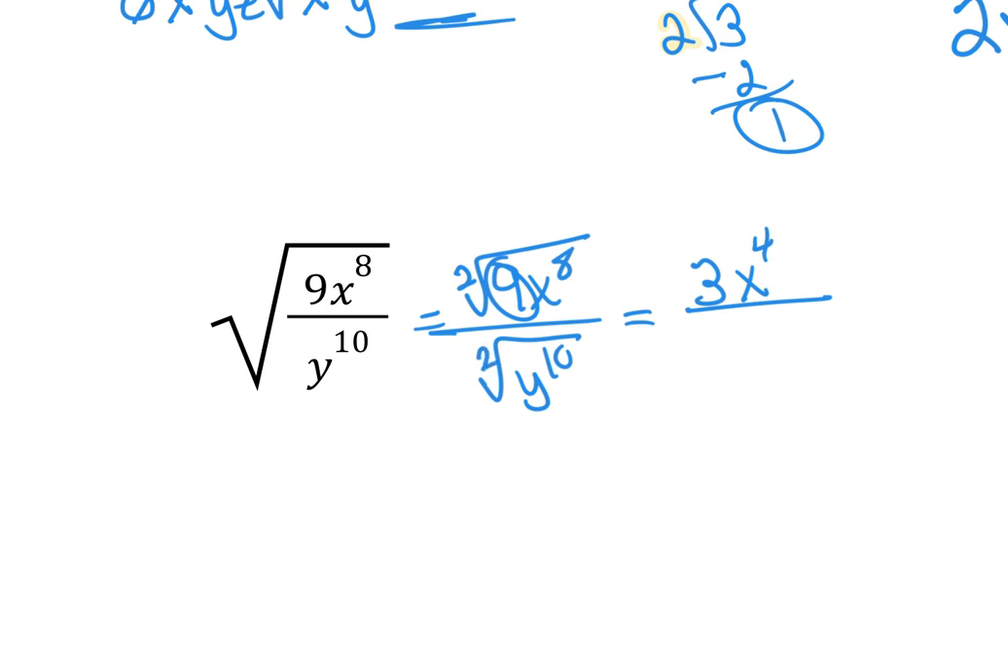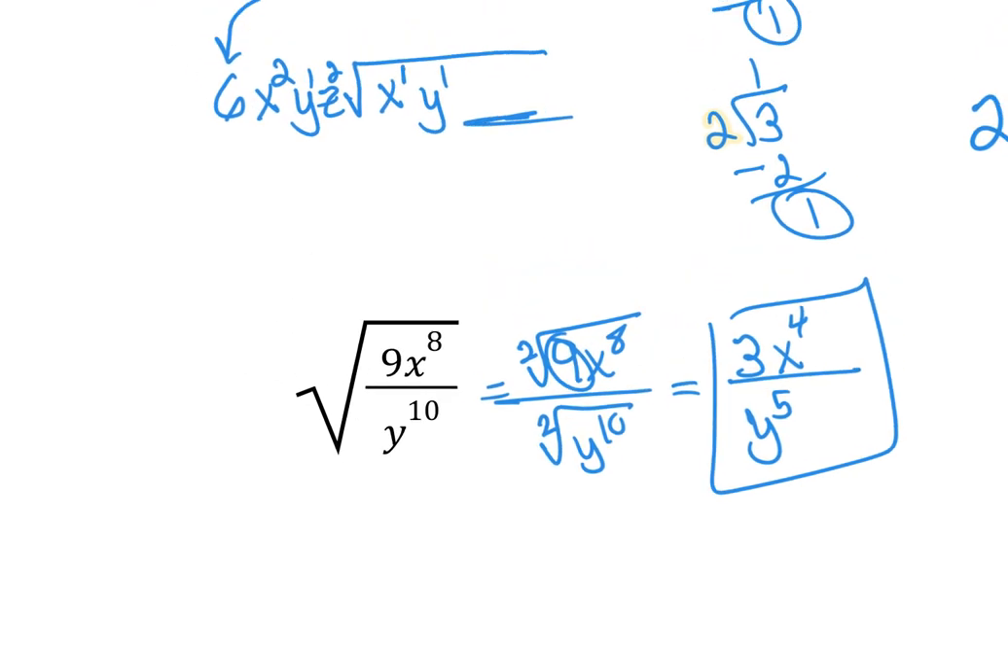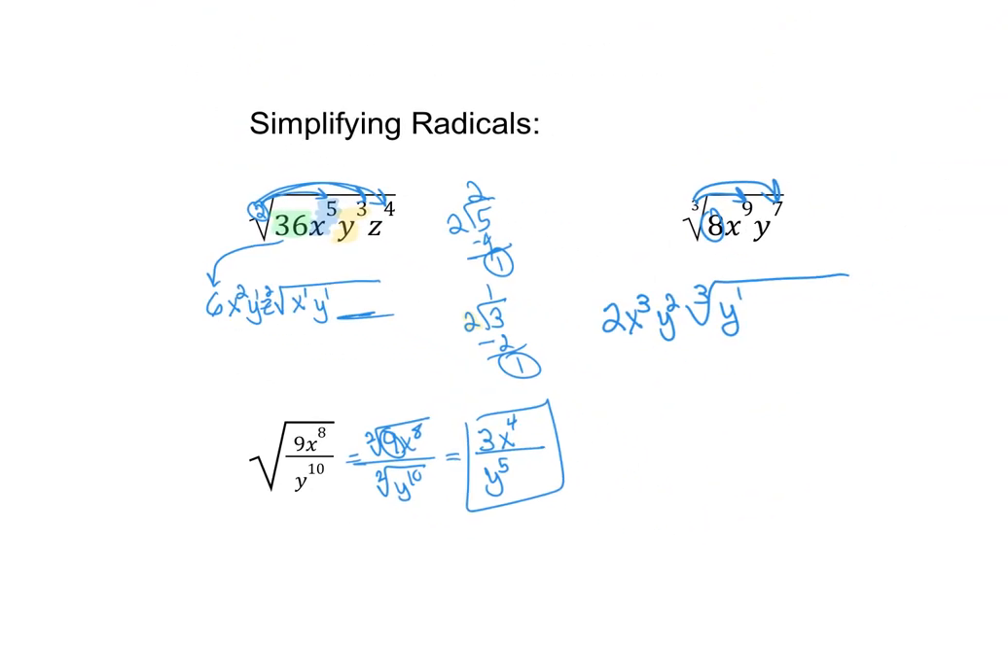And then in our denominator, y to the 10th. How many groups of 2 can we take out? 2 goes into 10 5 times, so we're going to have y to the 5th power. The x and the y, it's different bases. We can't do anything with our exponent rules there. The 3 is the coefficient, so it's going to have to stay as well. So that's just a couple of examples with simplifying radicals.